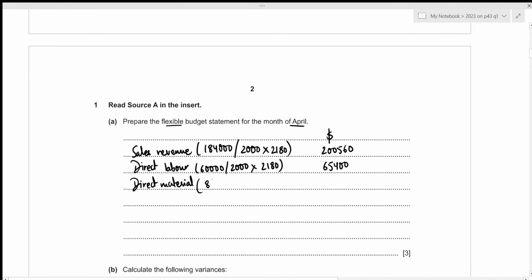Then the direct material given was 84,000. We divide it by 2,000 so that we get the standard direct material per unit. Then we multiply it by the actual units. And this will give the flexible direct material cost to have the value of 91,560. Then we repeat the same process for the fixed overhead as well.